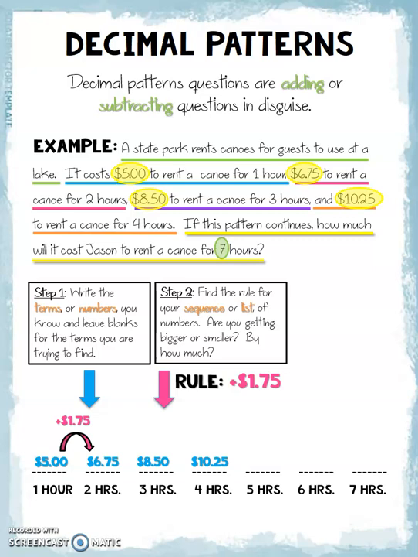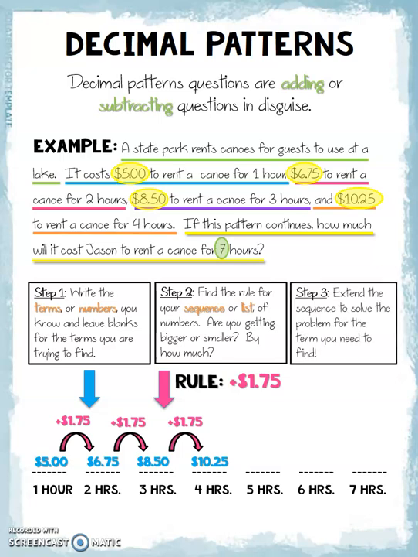So I can check that rule for each of the other jumps. If I add $1.75 to $6.75, that will give me $8.50. And if I add $1.75 again, that gets me $10.25. So I've confirmed that that rule works for the first 3 steps of our pattern. Now, in order to figure out the cost for 7 hours, I need to extend that sequence and solve the problem for the term that we need to find. In other words, I need to keep adding $1.75 until I get to the 7 hours.